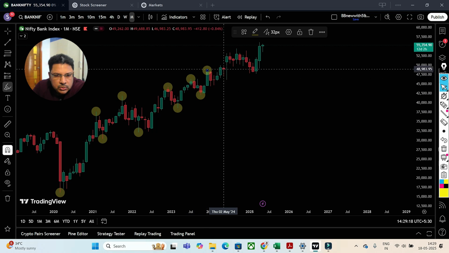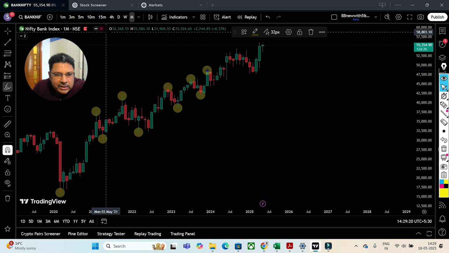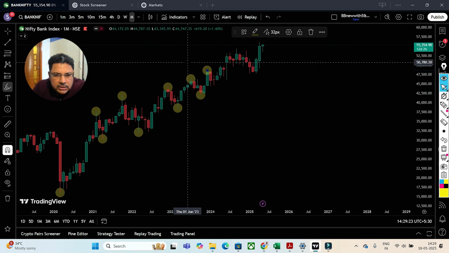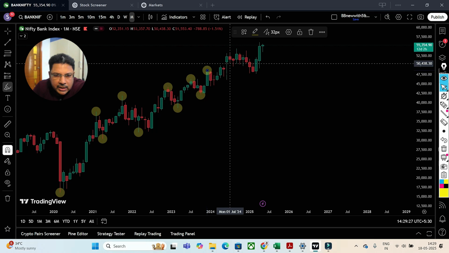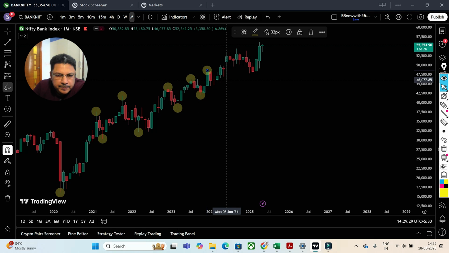You might be thinking these are too close, but these are all monthly candles. So price is spending a lot of time creating this channel. So even one candle matters a lot.